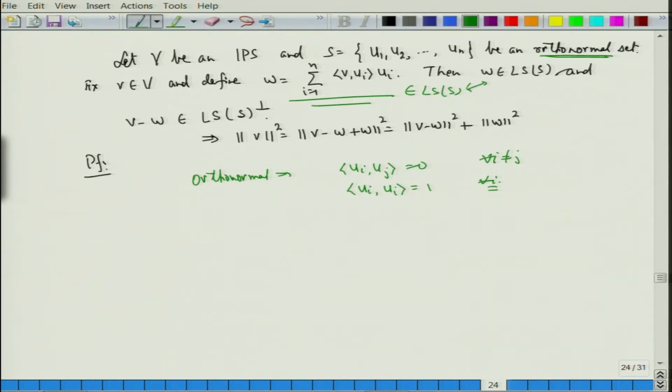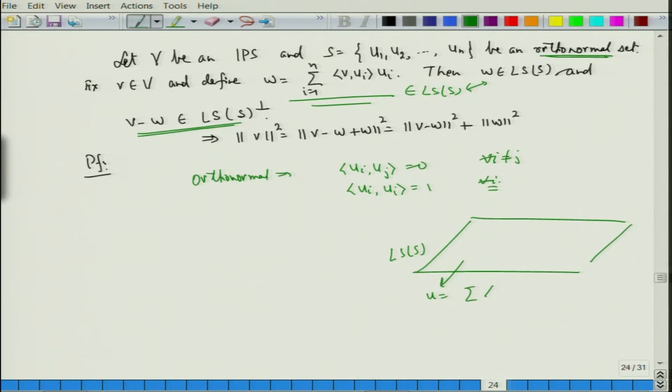Then w belongs to this, because u1 belongs, u2 belongs, un belongs, so their scalar multiples belong, therefore their sum belongs. All right. Fine. What is more important is to understand this part, that v minus w is orthogonal. So what we are trying to do is, let's look at it geometrically first, that I have a plane here. This plane is generated by Ls of S. So every element here, any u here is of the type summation u comma ui ui. Is that okay?